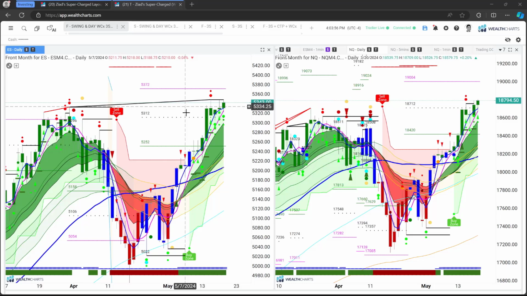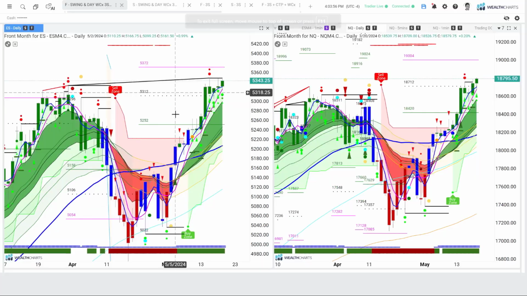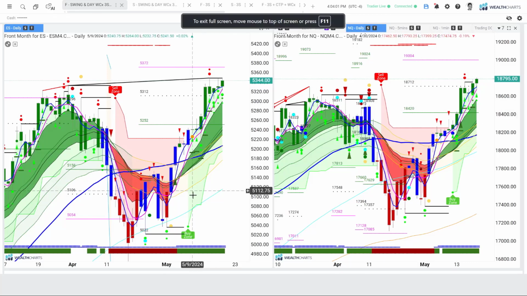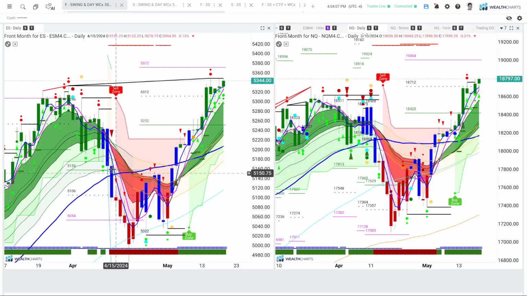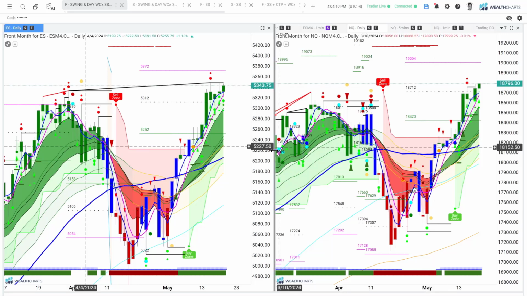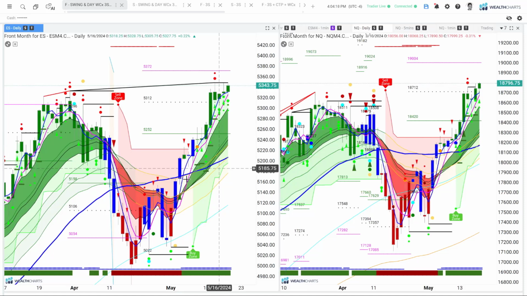If we take a look at the Champion Trend Pack Toolkit applied to the S&P 500 futures and, of course, the NASDAQ futures, we start to get a sense of where we are in an overall move. What I want to impress upon you here is when we look at both the NASDAQ on the right-hand side and the S&P 500 on the left-hand side of the screen, we're in a signal state that on the surface is obviously green.